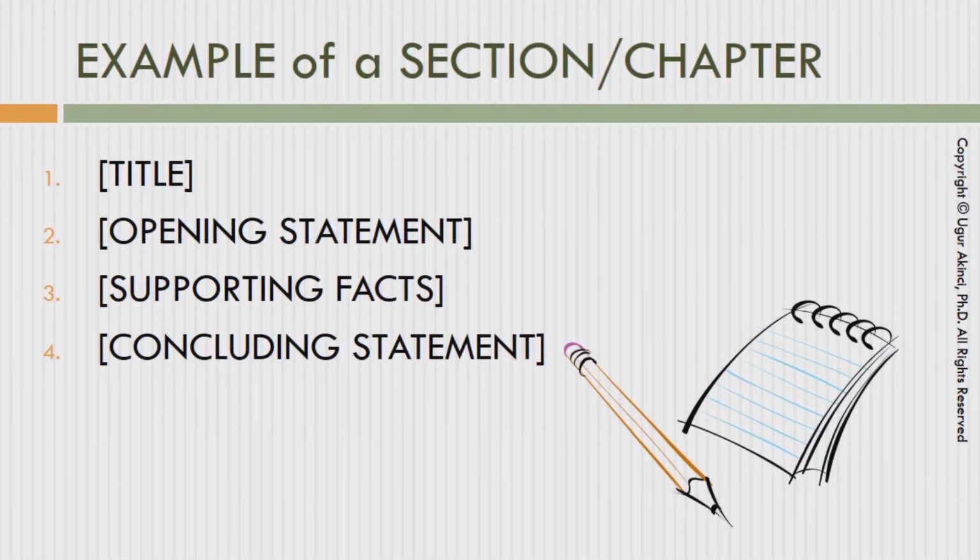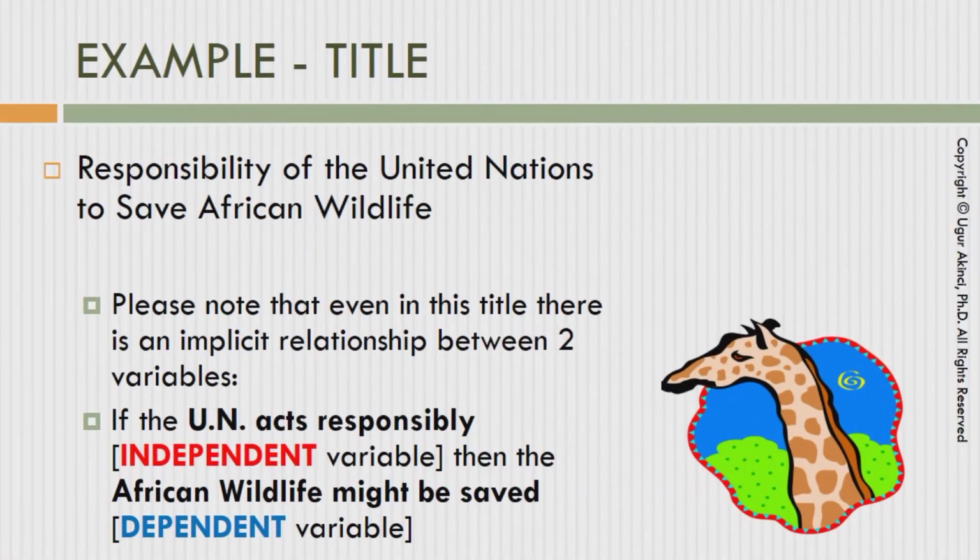Here is an example of a section or chapter consisting of these 4 basic elements, components. 1, title of the section or chapter. 2, opening statement. 3, supporting facts. 4, conclusion, the concluding statement. Title: Responsibility of the United Nations to save African wildlife.